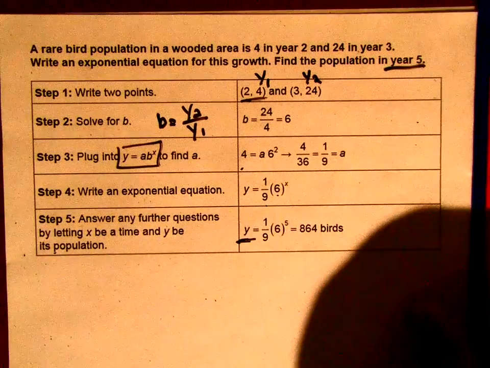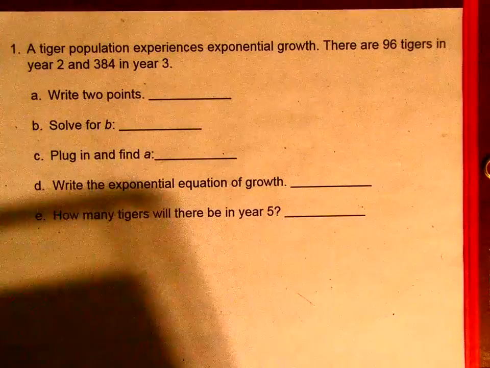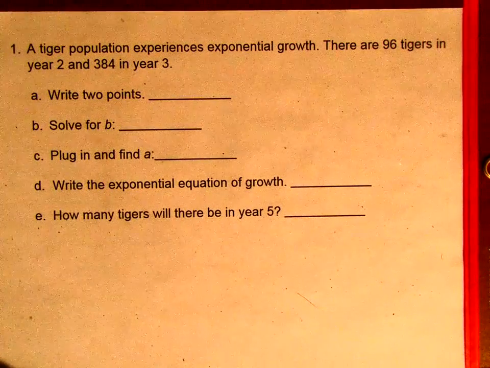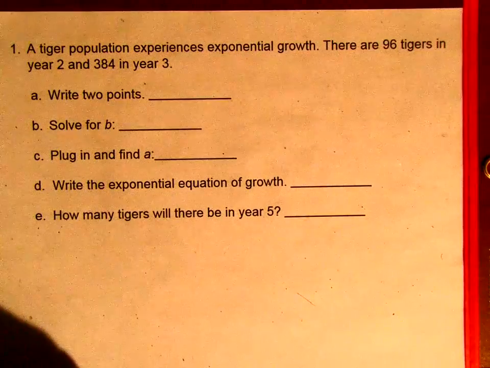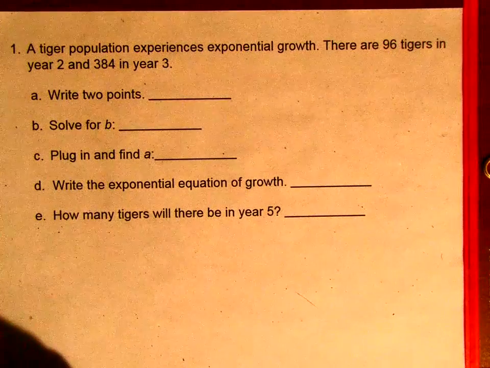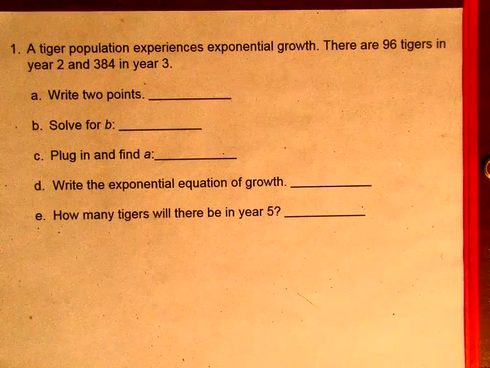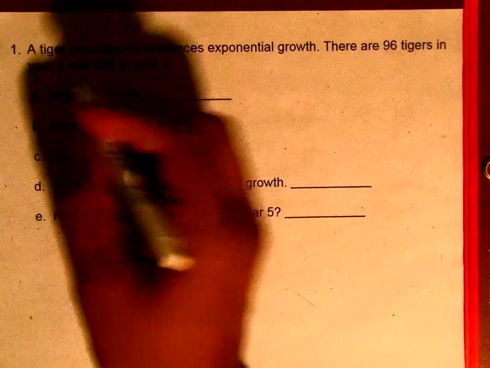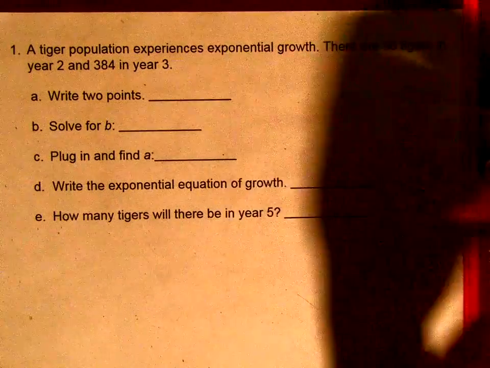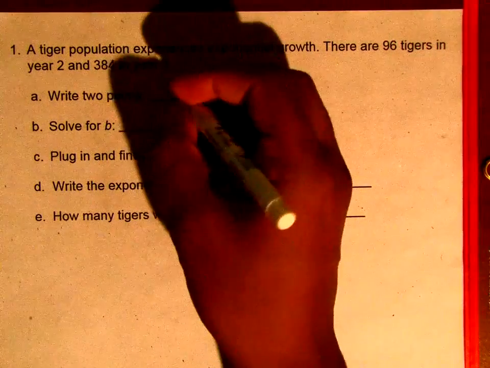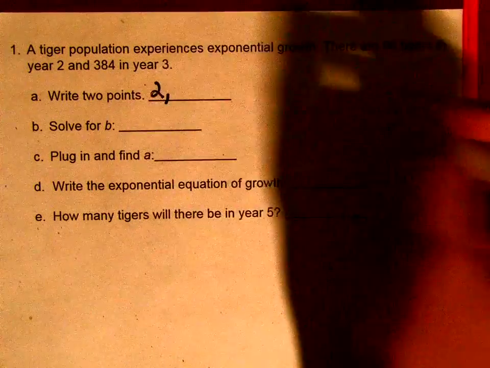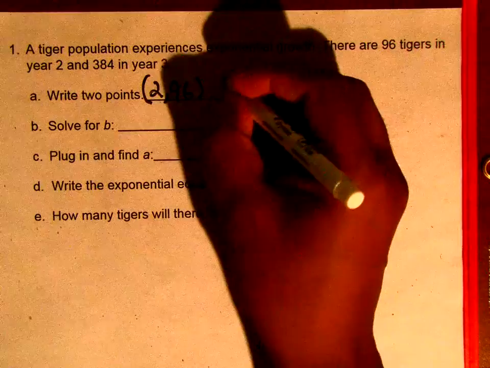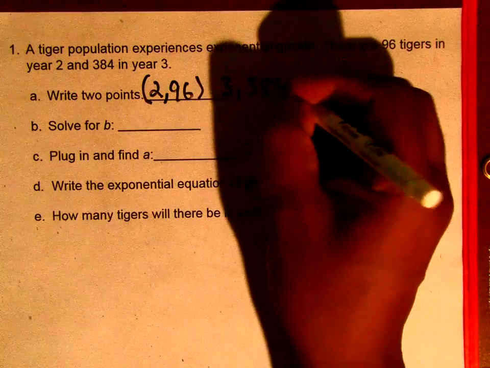All right, let's take a look at another example. A tiger population experienced exponential growth. There are 96 tigers in year 2 and 384 in year 3. So the first thing we want to do is write the 2 points. So you got 96 tigers in year 2 and 384 in year 3. So my points are going to be 2 and 96 and 3 and 384.